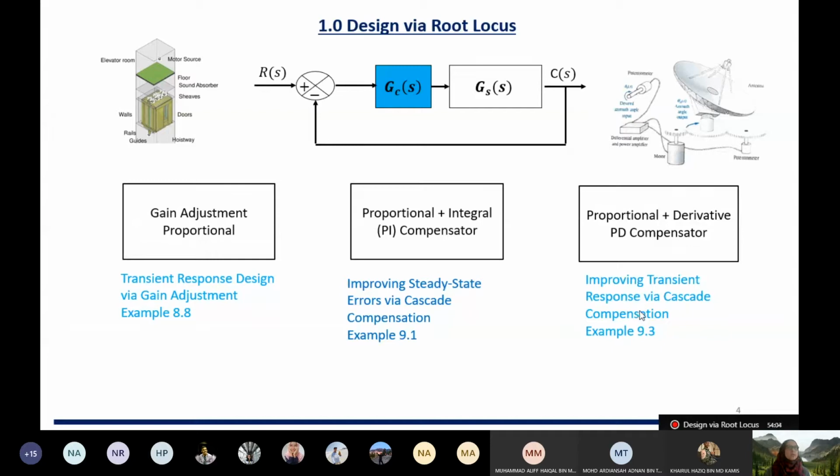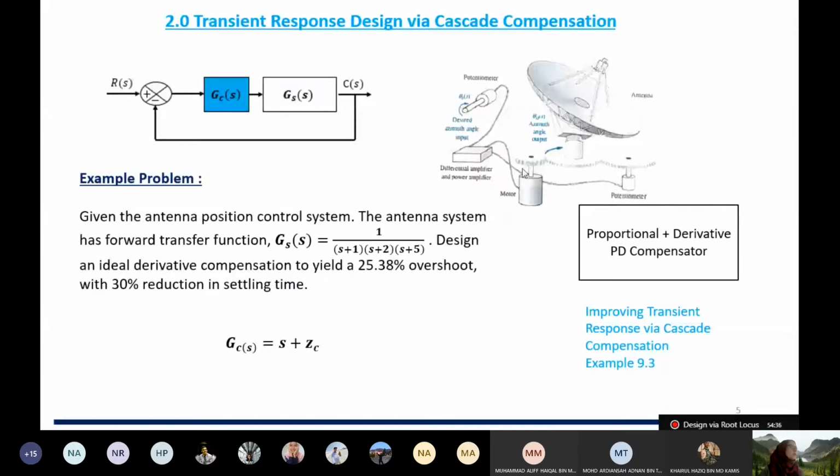So what we're going to cover today is the PI compensator, which is a proportional and integral compensator, where in this one we are improving the steady state errors via cascade compensation. So we're going to look in detail. We're going to discuss example 9.1. Okay, so this is an example of the closed loop block diagram, and examples of systems that we always cover are the elevator system here, and also the antenna position control system. Okay, so let's focus on example, straight away go to example 9.1.